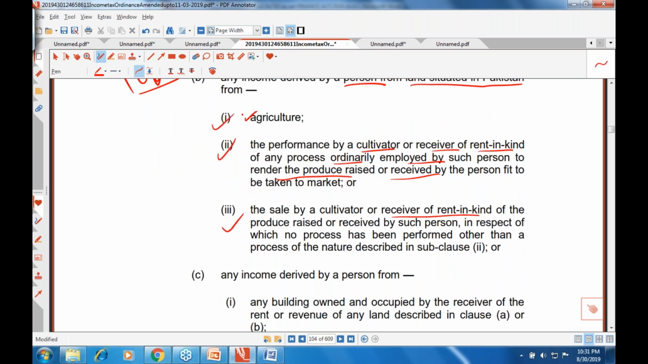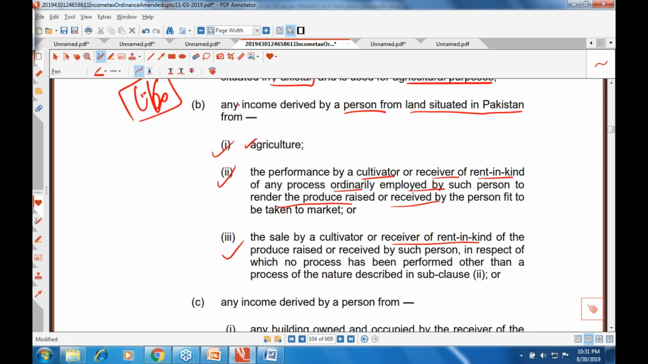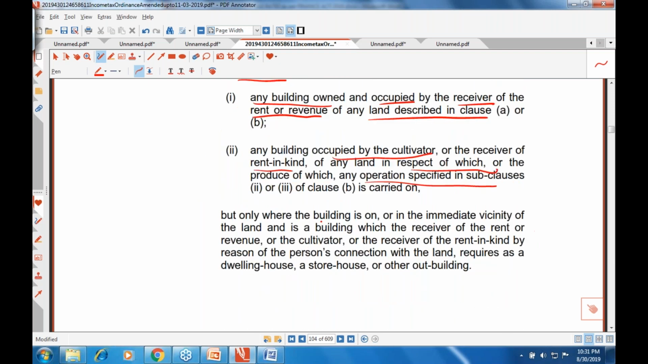So basically, that is all going to be considered as agricultural income. Furthermore, a very important concept: any income derived by a person from any building owned and occupied by the receiver of the rent or revenue of any land described in so and so, any building occupied by the cultivator or receiver of the rent in kind, in respect of which any operation specified in the sub-clause is carried on, but only where the building is in the immediate vicinity of the land and the building which the receiver of the rent, etc., uses in connection with the land as a dwelling house, storehouse, or other building.